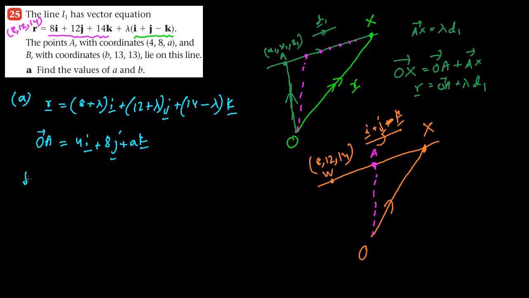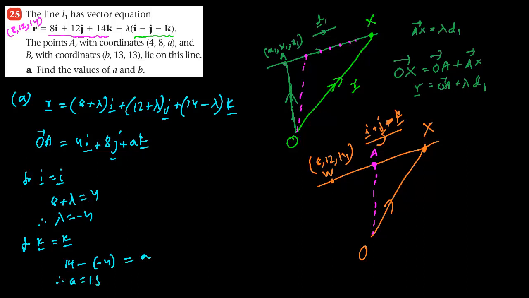For i equals i, we can write 8 plus lambda equals 4, therefore lambda equals minus 4. Done. We can also do the same with j equals j: 12 plus lambda equals 8, therefore lambda equals minus 4. But we know that lambda is already equal to minus 4 and we want to find the value of the constant a. So now we can do k equals k. So this is going to be 14 minus lambda, and we already know lambda is minus 4, and this equals a. So a would be equal to 18, therefore a equals 18.